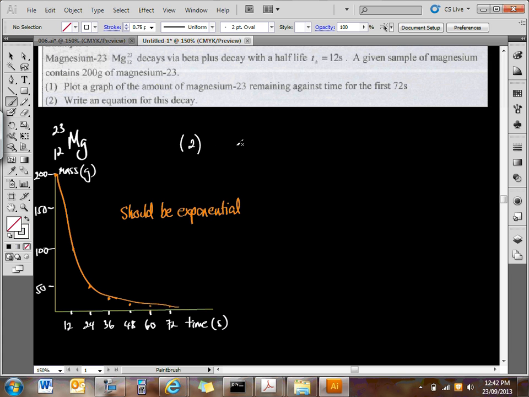2. Write an equation for this decay. Yes, so we've got beta plus decay. So I'm going to go straight to the beta plus particle. Beta, yeah, we can use a beta, +1, 0 mass.